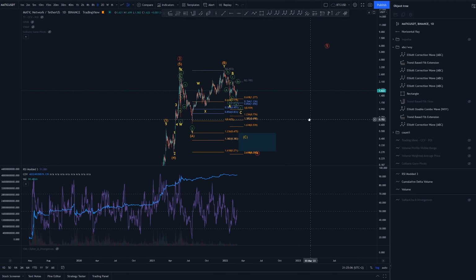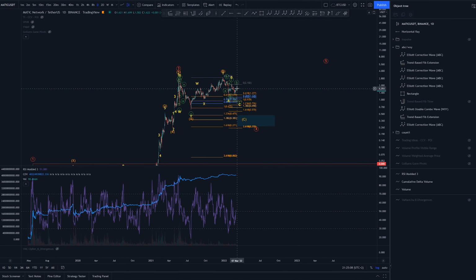So I would still look for more pullback down around this box, around 50 cents at least. So I think those are good targets for now.